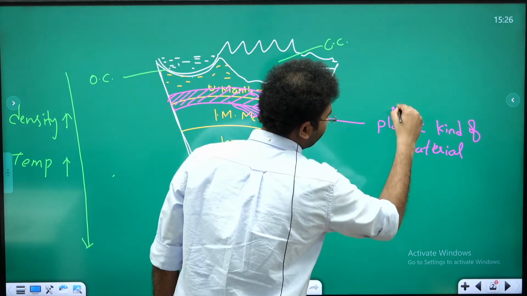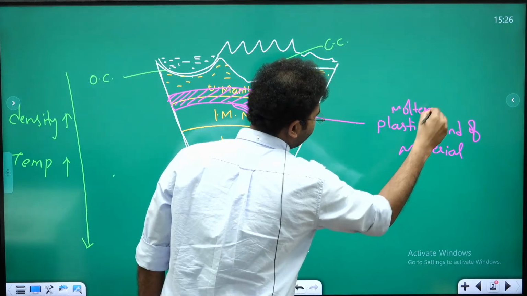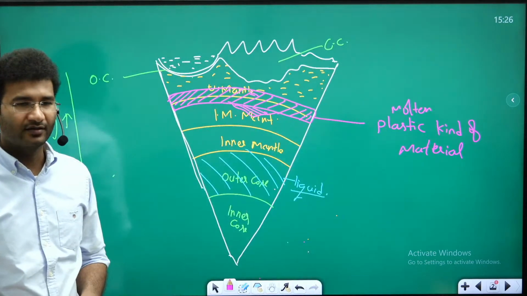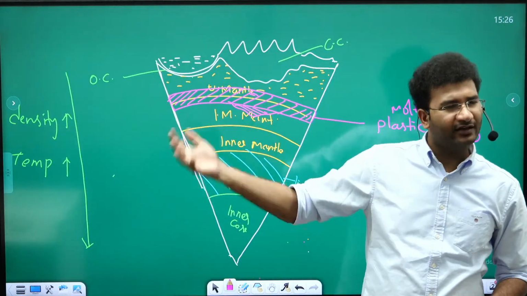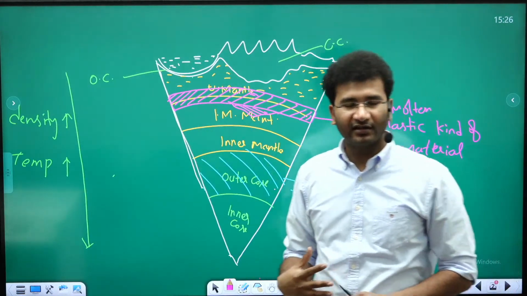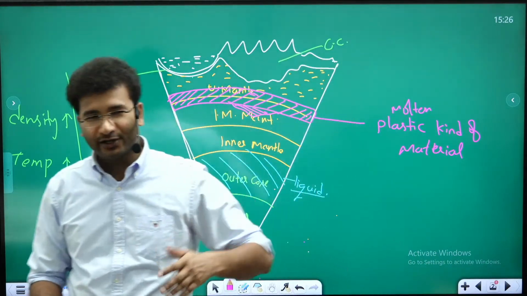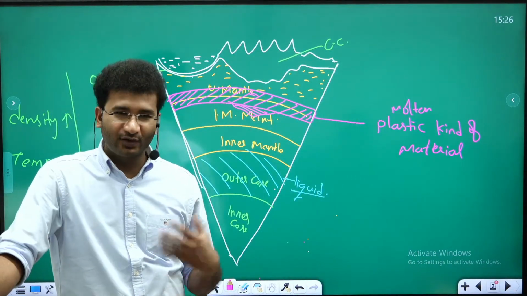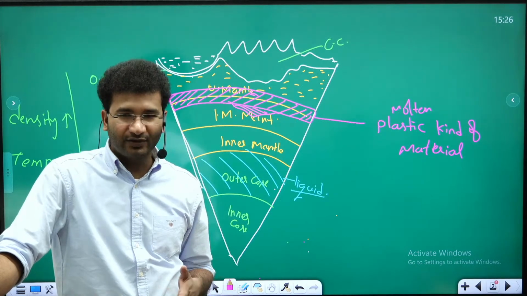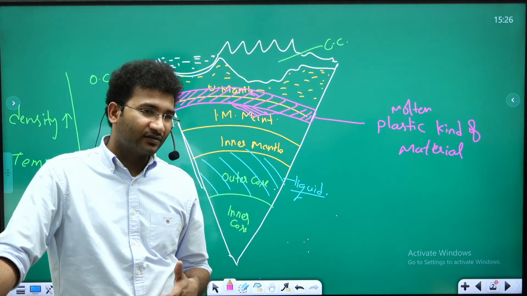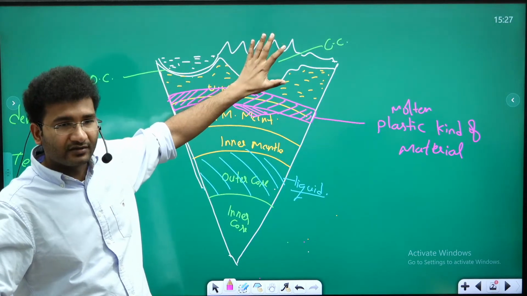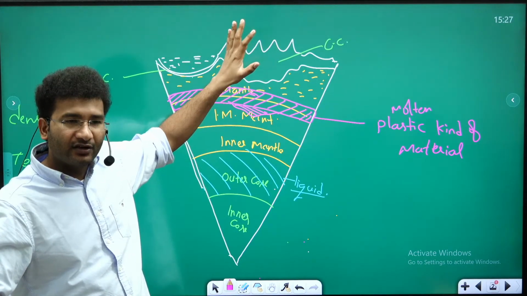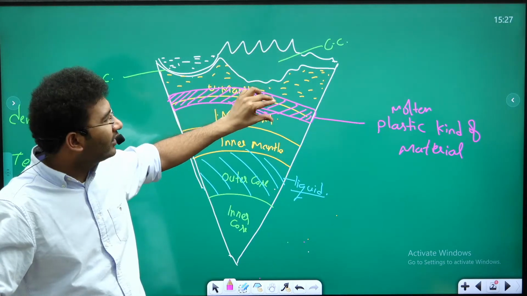To be molten plastic kind of material, right? Now, the theory of asthenosphere came up a little later. Earlier, people were thinking that our entire continents were floating on the oceans. This is what earlier people thought. But later we got to know that our continental crust, or the lithosphere to be more specific, is floating on the asthenosphere.